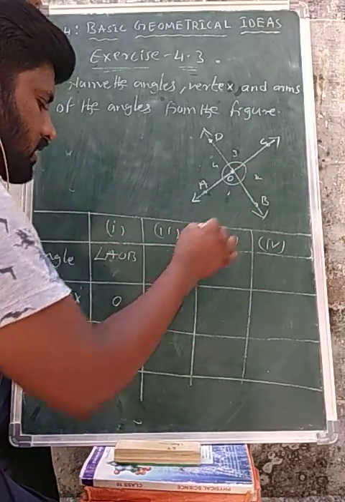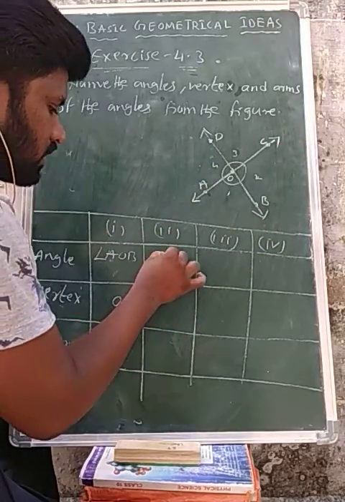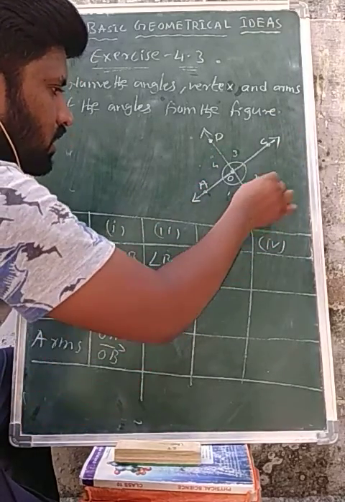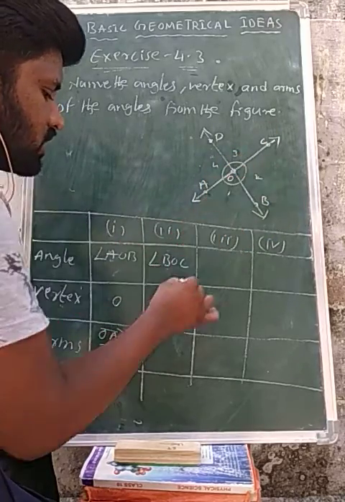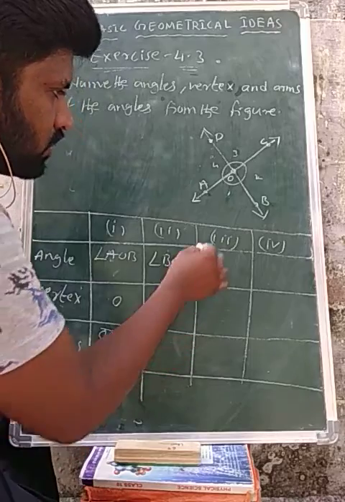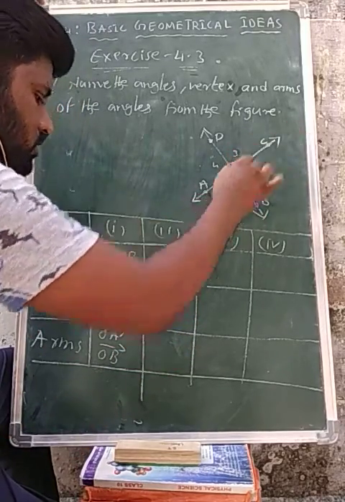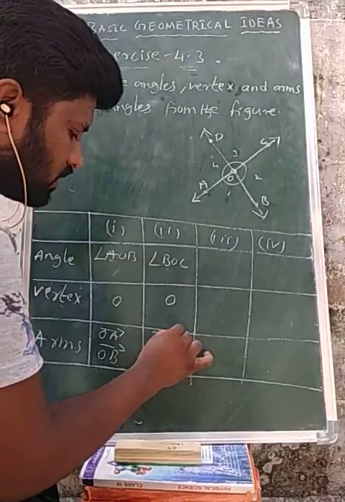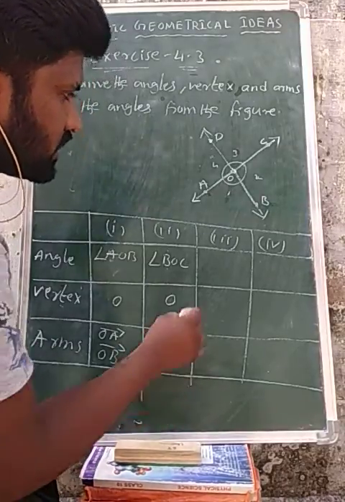And what is the second angle? The second angle is angle BOC. For angle BOC, again O is the common vertex. And the arms are OB and OC. These are the arms or sides of the angle.